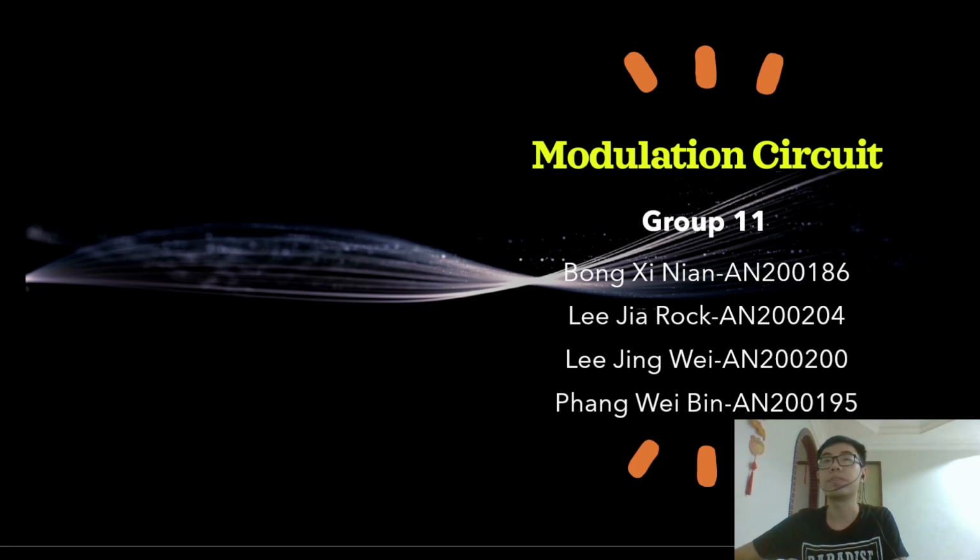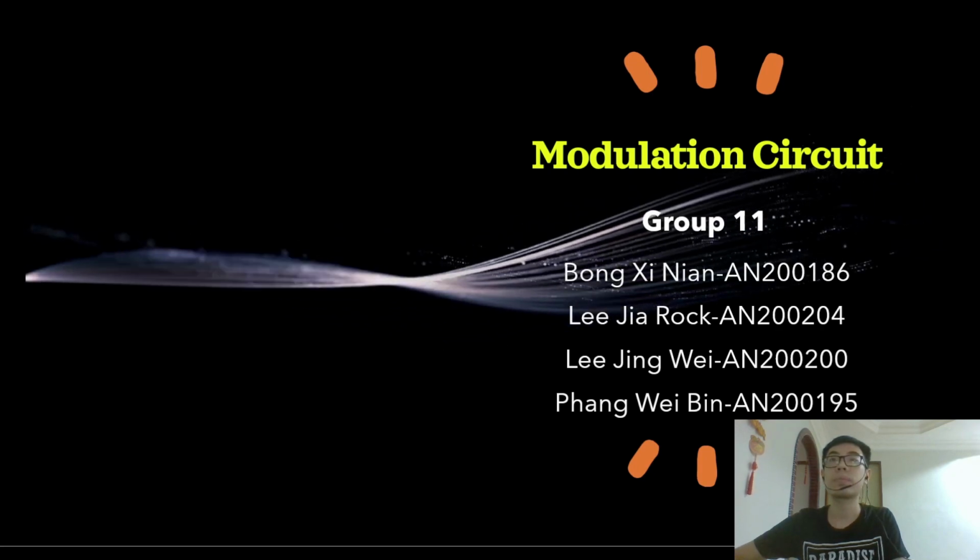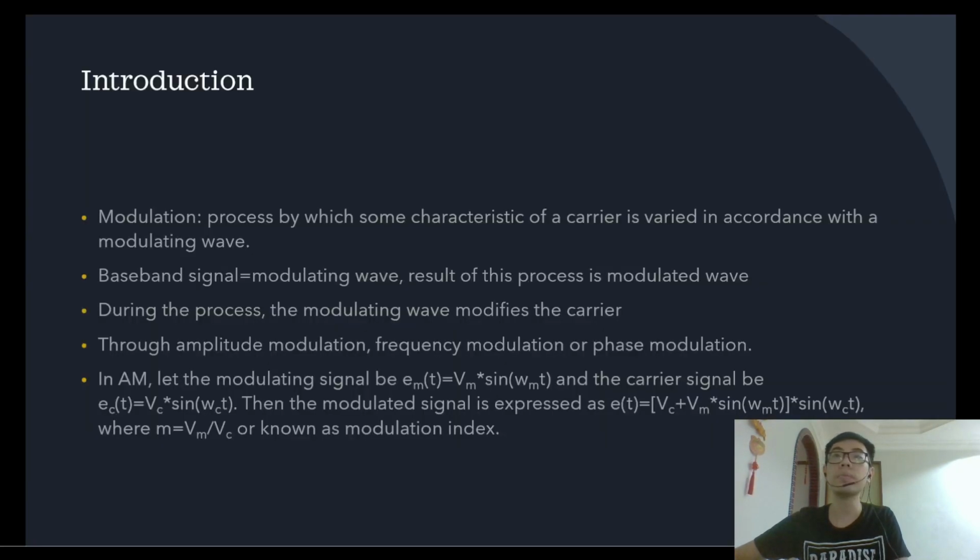And in this video, I will be presenting our group project where we have built a modulation circuit. In general, modulation is a process by which some characteristics of a carrier are varied in accordance with a modulating wave. The baseband signal is referred to as the modulating wave, and the result of the modulation process is referred to as the modulated wave.